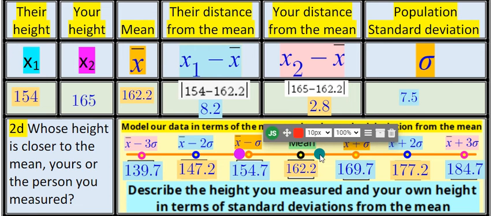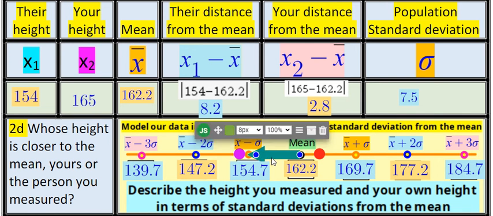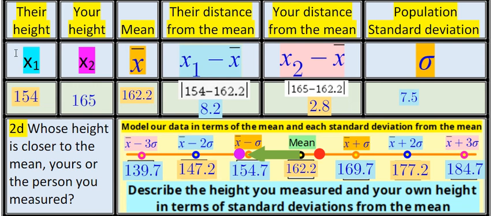So the question I'm asked to answer is, describe each of us in terms of deviations from the mean. Now, notice this green arrow from the mean to this first deviation. That's one deviation from the mean. So if I'm describing their height, it is a little more than one standard deviation below the mean.